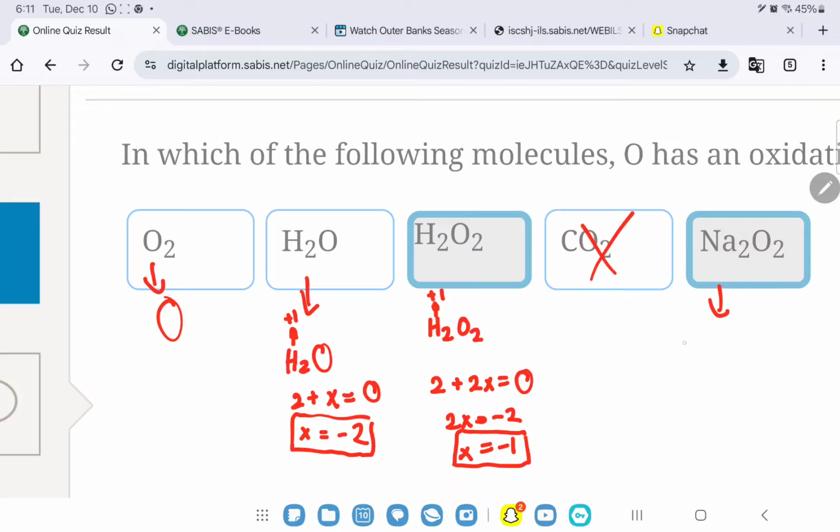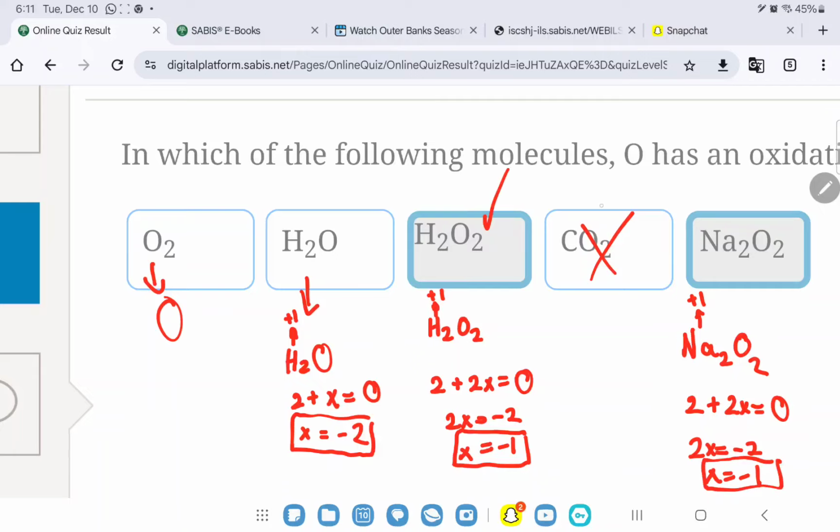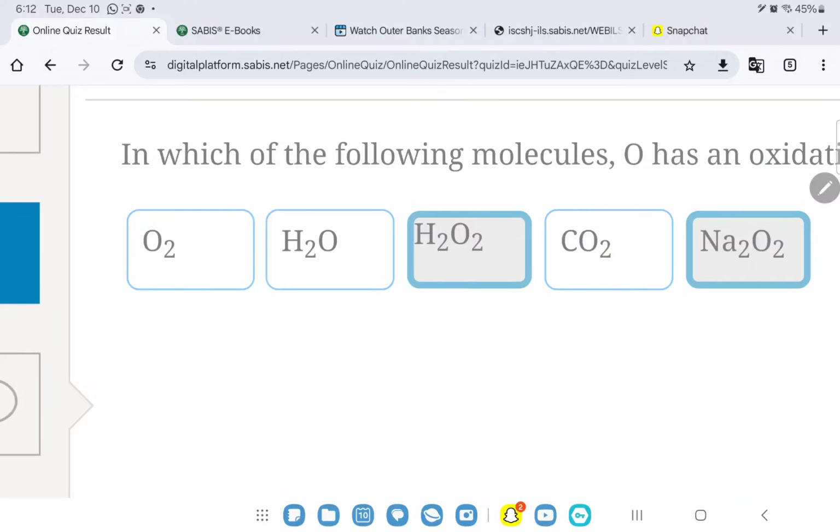Na2O, let's look. So Na2O2. Now, Na is a group 1 metal. We said all group 1 metals have an oxidation number of +1. Again, +1 multiplied by 2, you get 2 plus 2 times X equals 0, meaning 2X equals -2, X equals -1. And these are the only two options where X, or aka O, has an oxidation number of -1. Moving on.